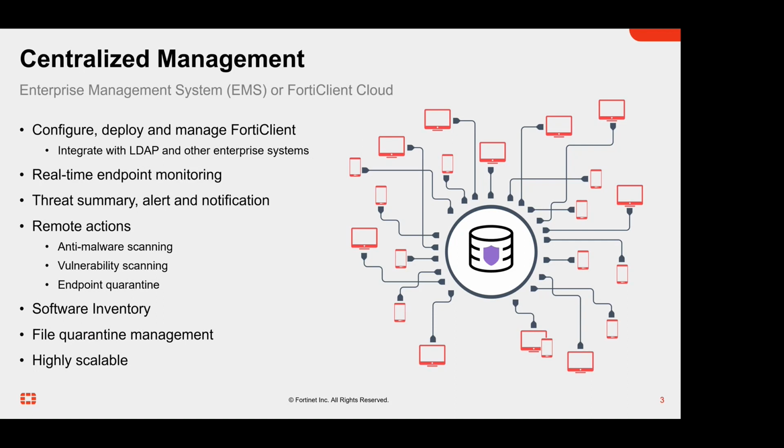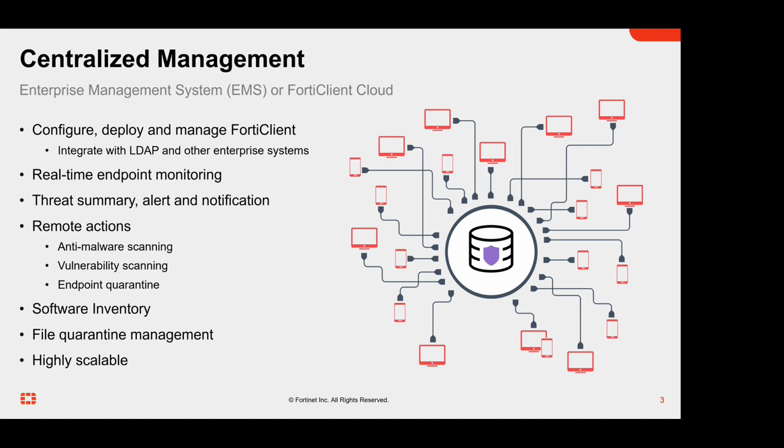You could see here also the remote actions. You could run an anti-malware scan or vulnerability scan, or if the local firewall on the machine or on the FortiClient client is enabled, you could also make an endpoint quarantine, which means you tell the local firewall, okay, block these and these and these connections, just allow connection as an example to the EMS server for updates and don't allow any other connection.